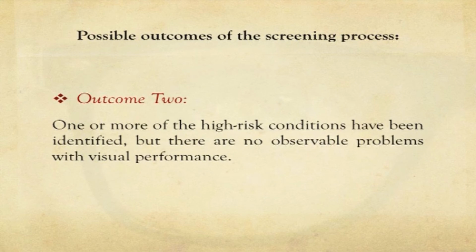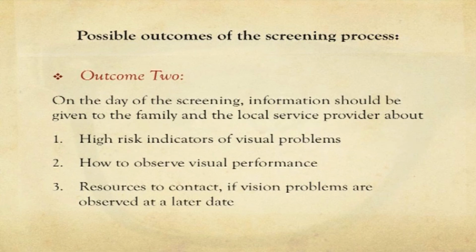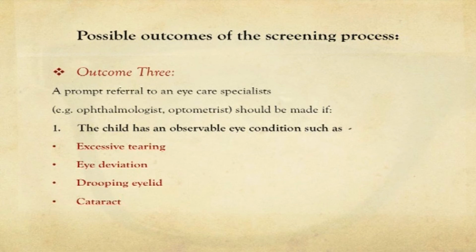Outcome 2. One or more of the high-risk conditions have been identified, but there are no observable problems with visual performance. On the day of the screening, information should be given to the family and the local service provider about high-risk indicators of visual problems, how to observe visual performance, and resources to contact if vision problems are observed at a later date. Outcome 3.